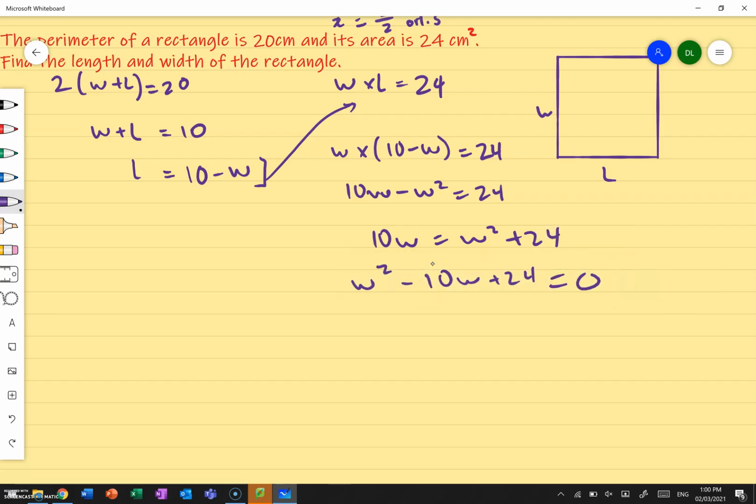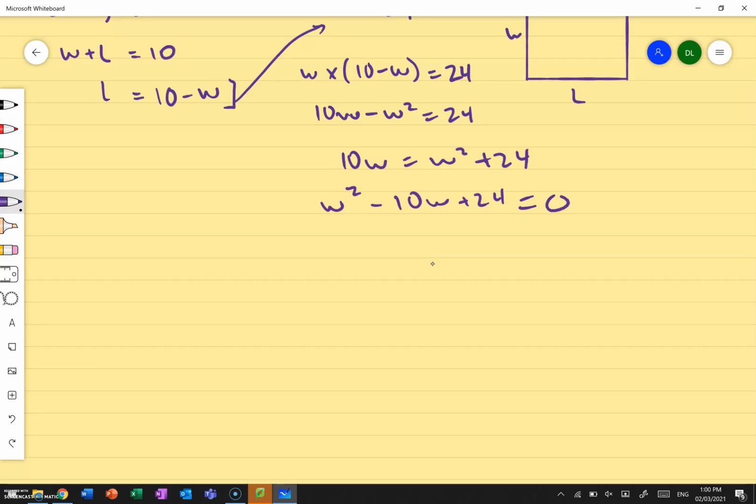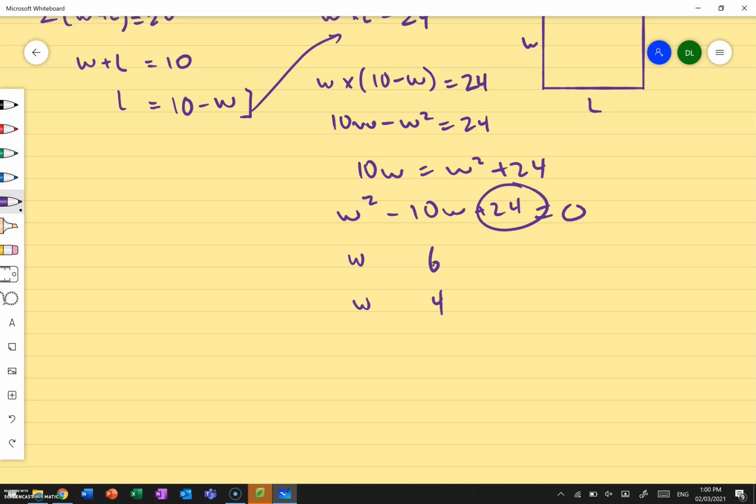What I'm going to do now is factorize it. So I know that W times W gives me W squared. And I know that 8 and 3 gives me 24. But no combination of that really gives me negative 10. So I'm going to go with 6 and 4. Now, I know that they need to multiply to give me positive 24, but add to give negative 10. So I'm going to make both of them negative, and then we multiply them. W times negative 4 gives me negative 4W. W times negative 6 gives me negative 6W, and they add up to negative 10W, and so I know that is correct.